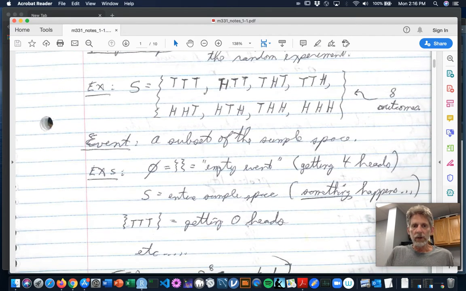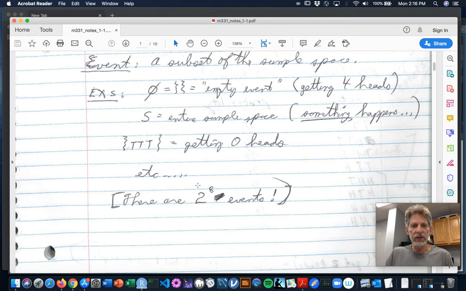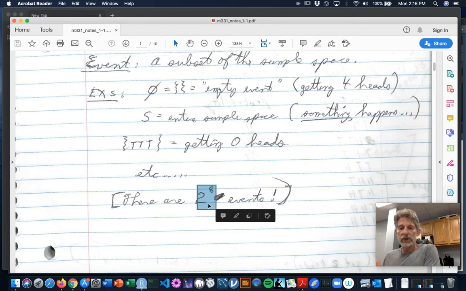Now, if you know a little bit of set theory, you know that if there's n things in your set, then there's 2 to the n subsets of that set. And there's 8 things in S, therefore there are 2 to the 8 subsets, 2 to the 8 possible events for this random experiment.